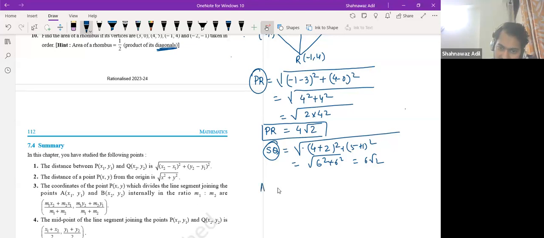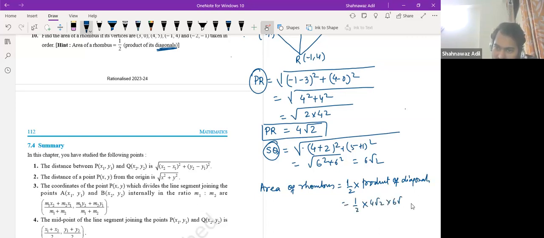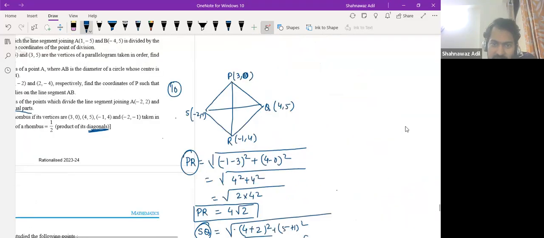So area of rhombus would be, as the hint is suggesting, half the product of diagonals. This would be half into 4 root 6. So this is 2, and root 2 into root 2 is 2. So 2 into 2, 4 into 6, which is 24 centimeter unit square, whatever. So that would be the answer.